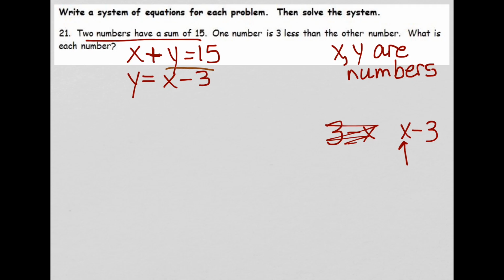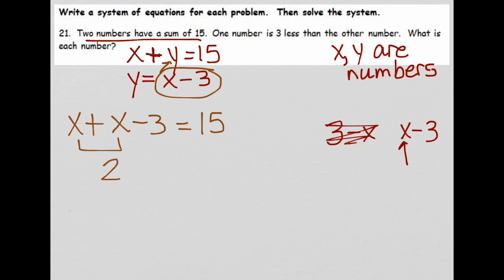Hey, let's solve by substitution. Plug that in. X plus X minus 3. I'm leaving the parentheses off because I don't have a coefficient to distribute. And I am going to figure this out that 2x equals 18. So x must be 9. And then the other one must be 6 because they have to add up to 15 or 3 less than that. So 9 minus 3 is 6. So my two numbers are 6 and 9.